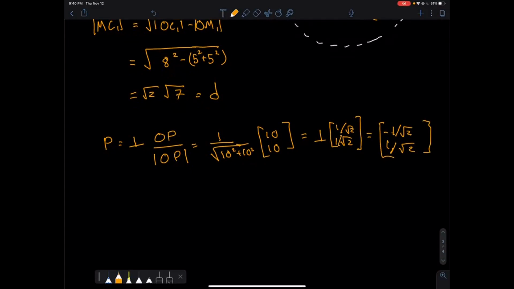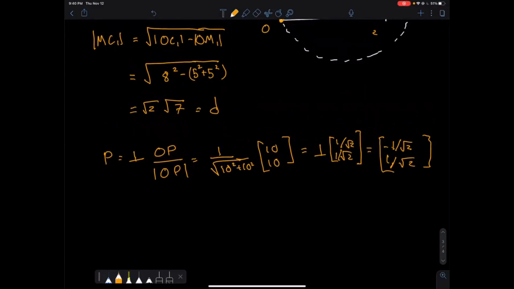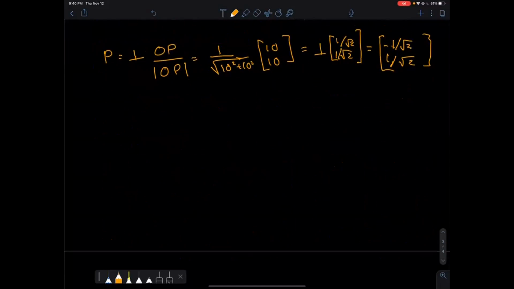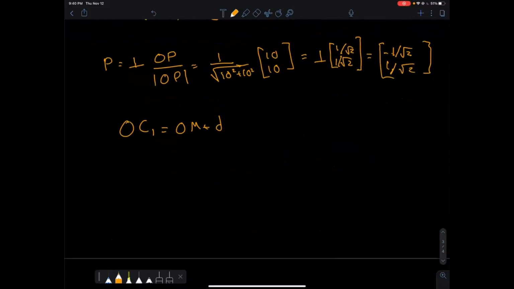All right. We can then write equations 4 and 5 up here. So we'll recall these up here. This is equation 4, just for reference. This is equation 5, I forgot to write this down. All right, so we can rewrite those as the following. We can get OC1 is equal to OM plus D, which is our magnitude, times our vector P, right? So this is a vector there. And then OC2 is going to be equal to OM minus D times that vector.